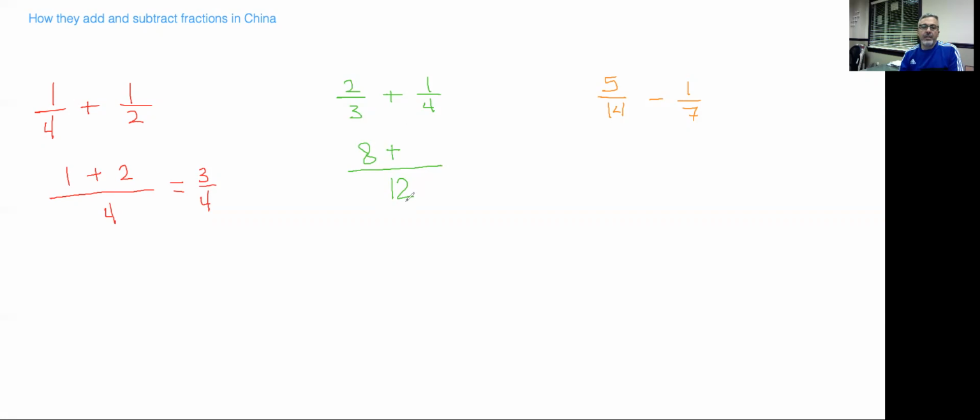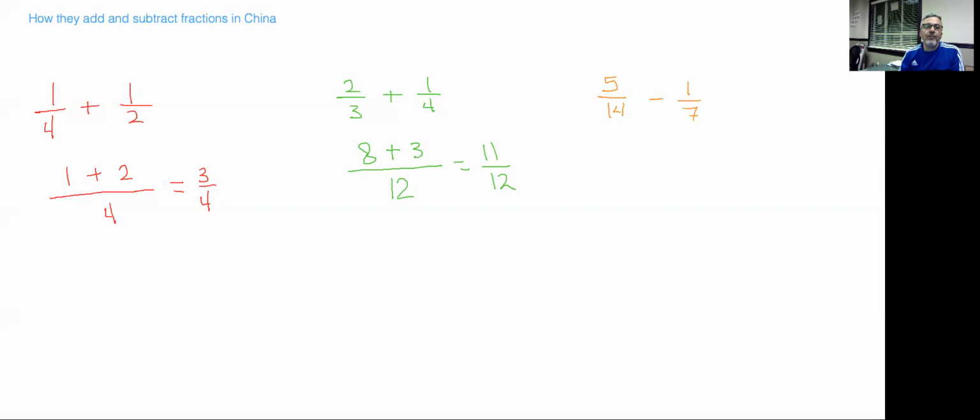I do the same thing to the second fraction. I go 12 divided by 4 is 3. Multiply the 3 to the top. 3 times 1 is 3. And this will give you 11/12. That's the final answer.